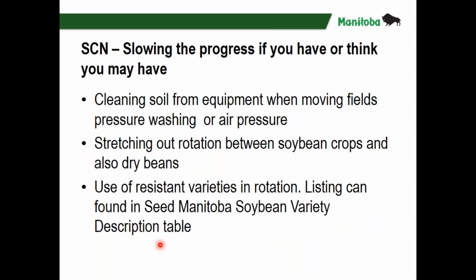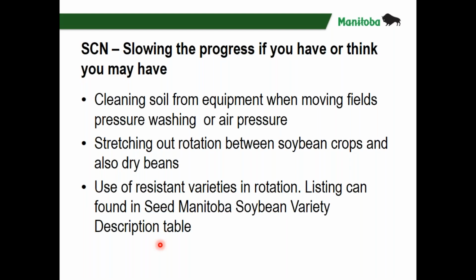I've got a few other things here. You can clean the soil from equipment when you're moving from field to field, if you either think or know you have some SCN in the field. Stretch your rotation between soybean crops and also dry bean crops, because dry beans provide a host here. In Minnesota, they've actually found soybean cyst nematode showing above ground symptoms on dry beans, in particular kidney beans, about 3 years ago. So it is something that is a concern for dry bean growers up here as well.